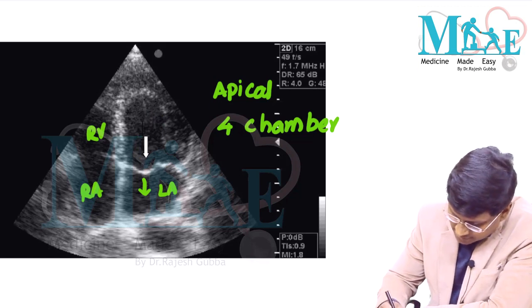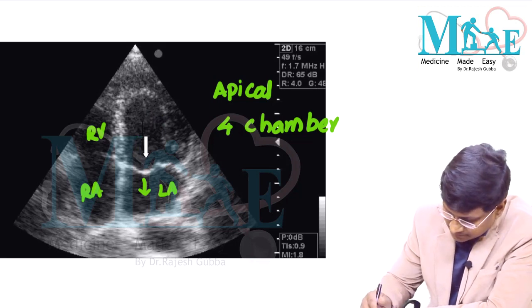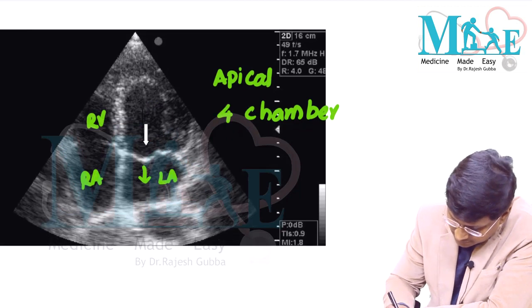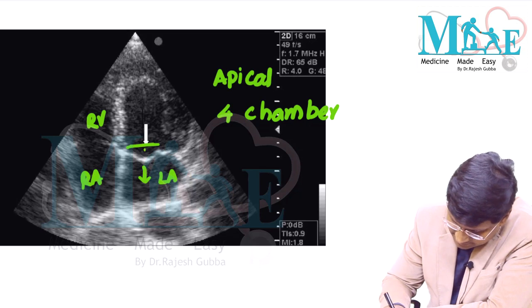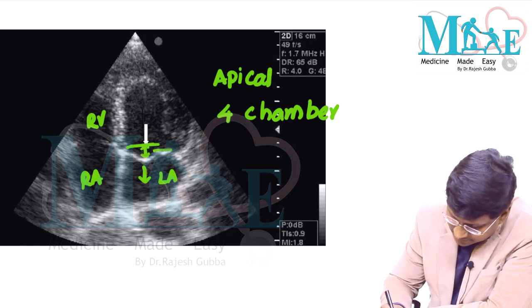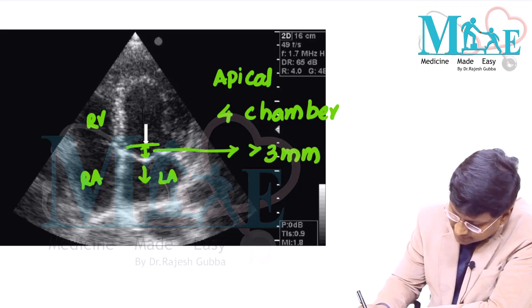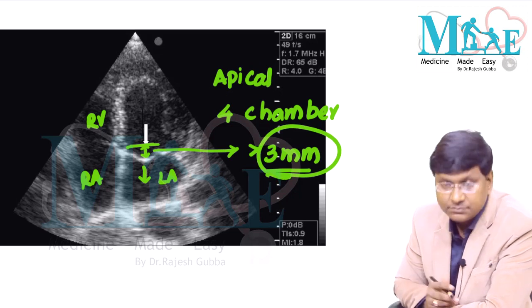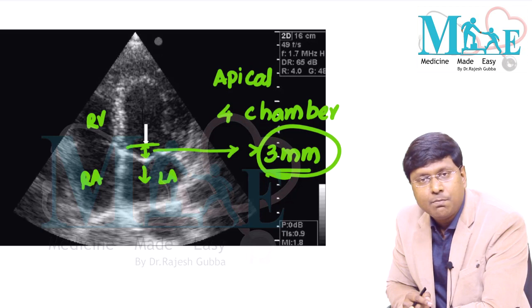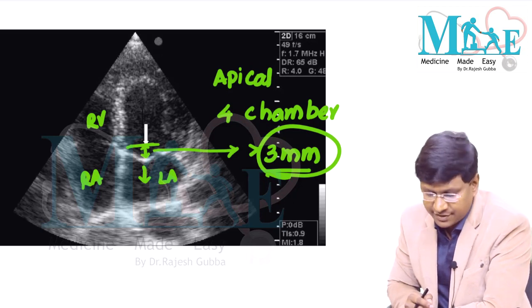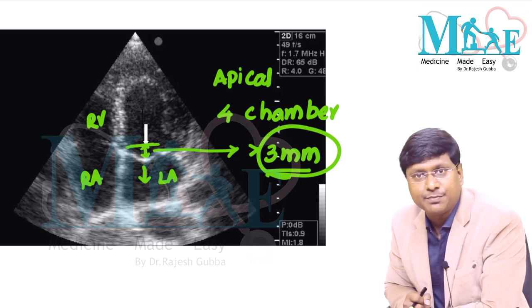Remember, if the distance between the mitral valve annulus and the prolapsed area is more than 3 mm, this will be a multiple choice question. If the mitral valve is prolapsing more than 3 mm beyond the mitral valve annulus into the left atrium, then we use the term mitral valve prolapse.